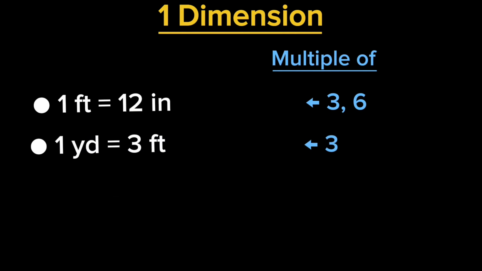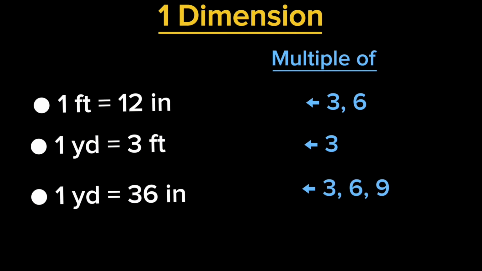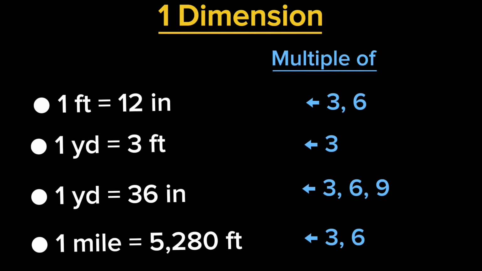In one dimension, we have 1 foot is equal to 12 inches, 1 yard is equal to 3 feet, 1 yard is also equal to 36 inches, and 1 mile is equal to 5,280 feet. As you can see, all of these numbers are multiples of 3, most of them are multiples of 6, and one of them is a multiple of 9.